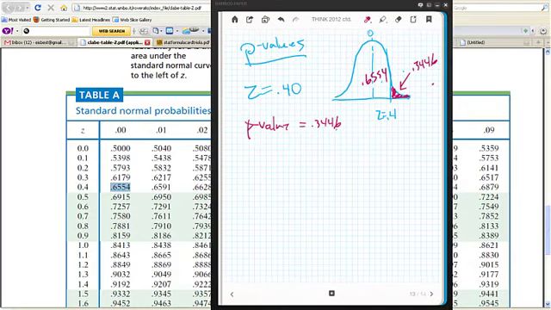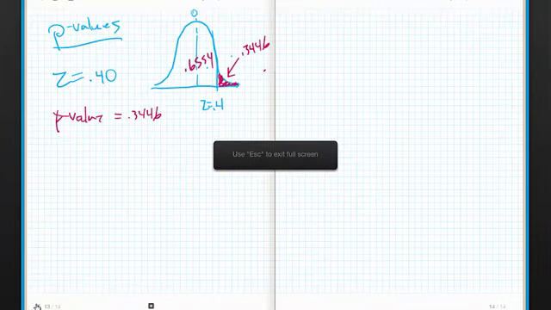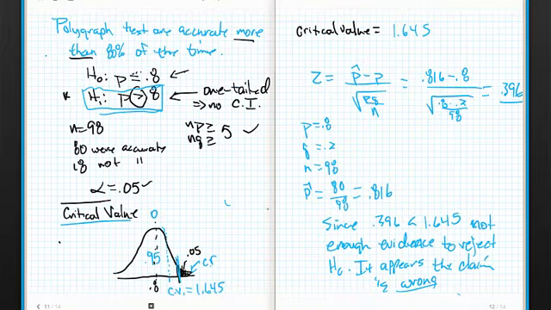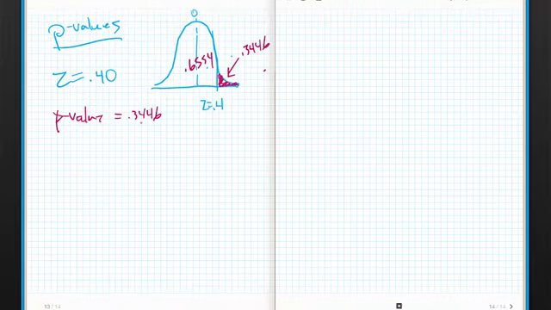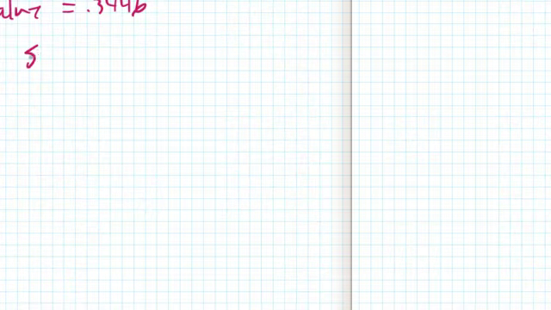Now I want you to notice something here. Remember when we had the two-tailed thing, I actually had to take alpha and divide it in half. I had to cut it in half. But because we've got a one-tailed situation going on here, I don't have to cut it in half because I can't miss on both sides. I'm only worried about missing on the high side. So here's my p-value, 0.3446.